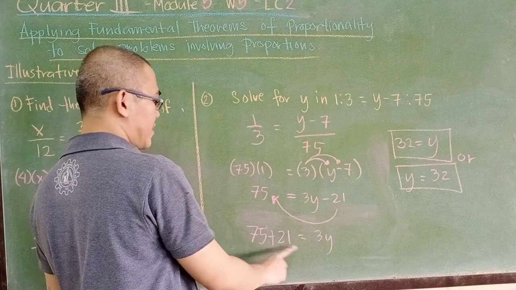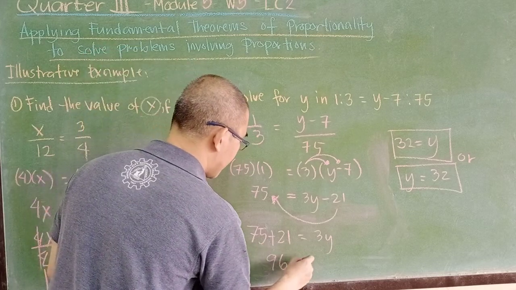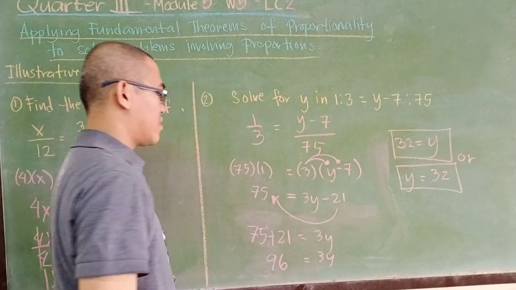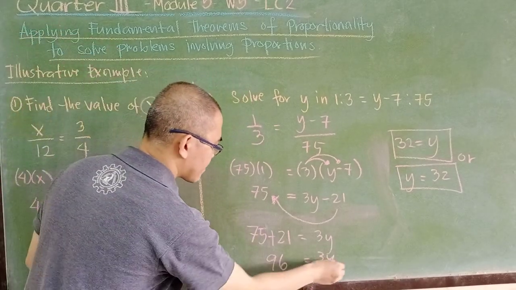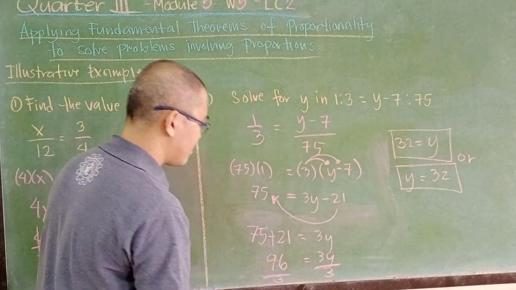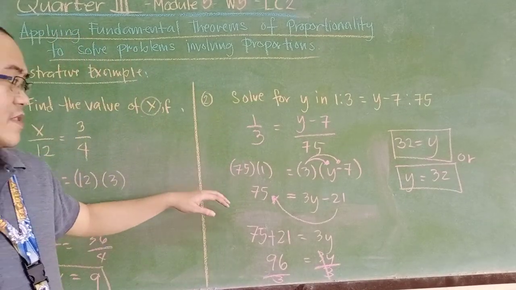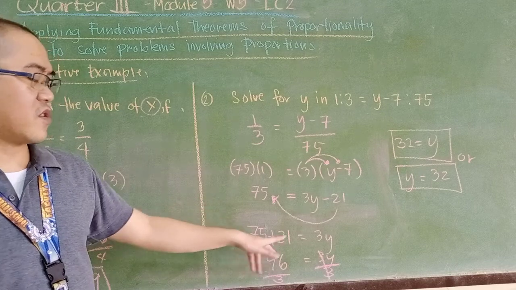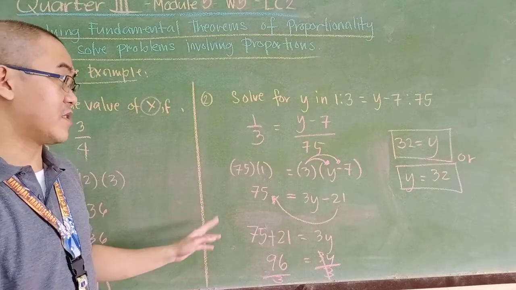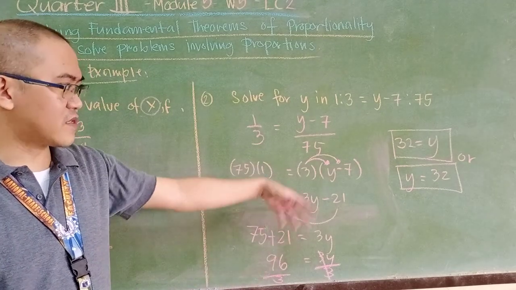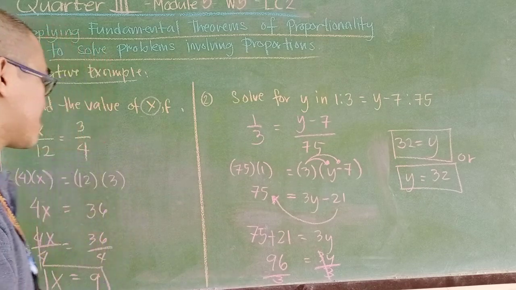And then 75 plus 21 will have 96 is equal to 3y. And then, divide both sides by 3. So, makakancel ko din. So, I suggest yung transposition method kasi mas kaunti yung sinusulat, mas kaunti yung nakikita, mas simple tignan. It will yield the same answer pa rin naman.